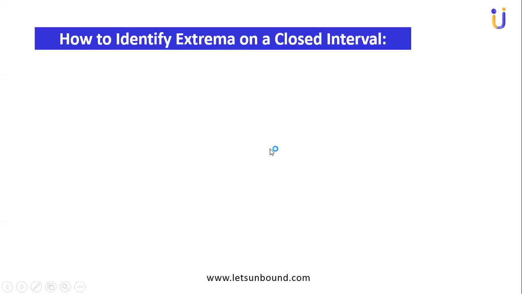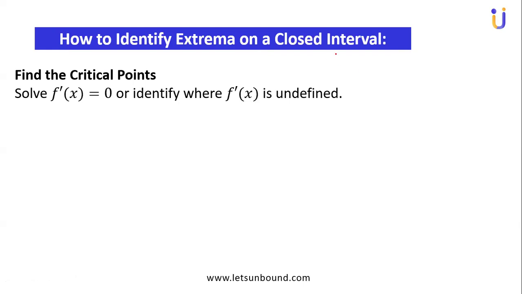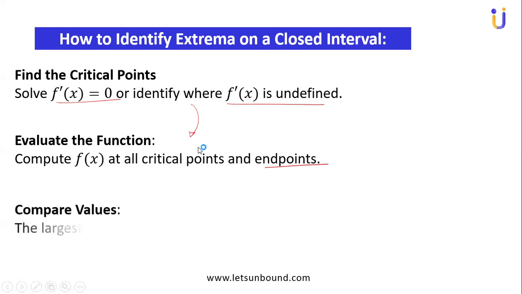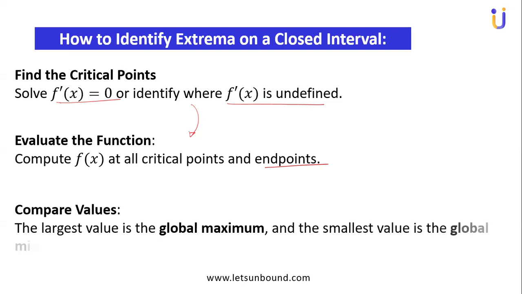Now, how to identify extrema on a closed interval? If it's a closed interval, solve for f dash of x equals 0, because this will give you critical points. Or f dash of x is undefined, also you have to check. So two things will give you the critical points. Next, evaluate the function. Compute f of x at all critical points and endpoints. Endpoints are very clear from the interval, and critical points you got over here. Compute the values of f of x, then compare the values, which is bigger, which is smaller. The largest value is the global maximum and the smallest is the global minimum, right? So this is how we find global extrema in a closed interval.